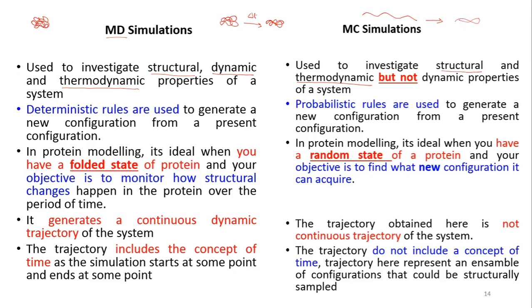Over here in MD simulation, you begin with the folded state of the protein, and all you want to do is to monitor how this protein's conformation might change. In case of MC simulation, you don't begin with a folded state of protein, and your objective is to figure out what might be the next conformation of the given protein. So this is the basic difference between MD simulation and Monte Carlo simulation.